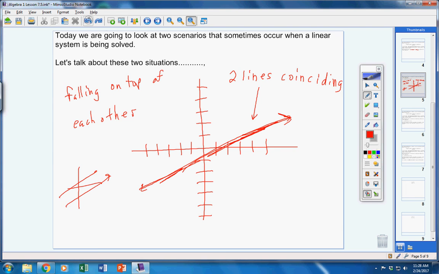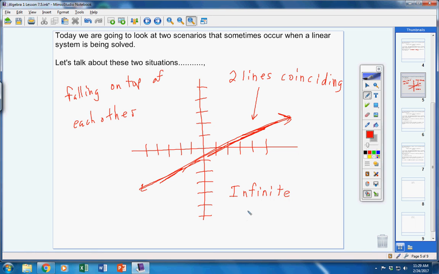The other picture you should have in your notes will be two lines falling on top of each other. Now, not only do these two lines intersect, they intersect everywhere. I mean, they're on top of each other, so they're constantly going to be intersecting. So in that case, when two lines fall on top of each other, we say that the linear system has infinite solutions.